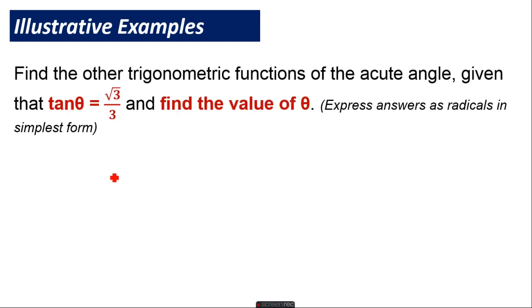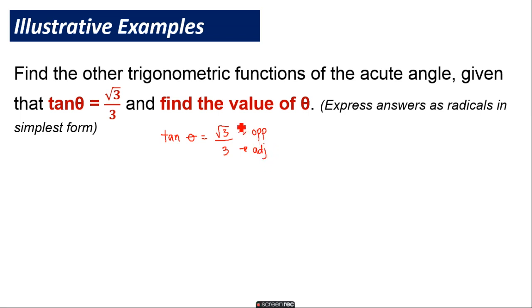Another example: find the other trigonometric functions of the acute angle given that tangent theta is equal to the square root of 3 over 3, and also find the value of theta. In this case, we are provided with tangent. So let's write it first. Tangent theta is equal to the square root of 3 over 3. So that's TOA, this is our opposite and this is our adjacent.